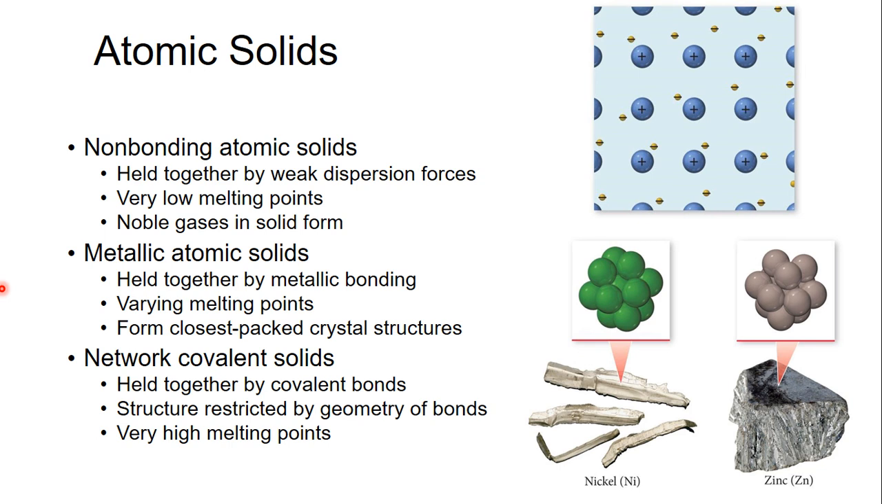Then you have your network covalent solid, where all your atoms are held together by covalent bonds. Since these are all held by covalent bonds, the strength of these interactions is very strong, and so these solids have very high melting points, right?